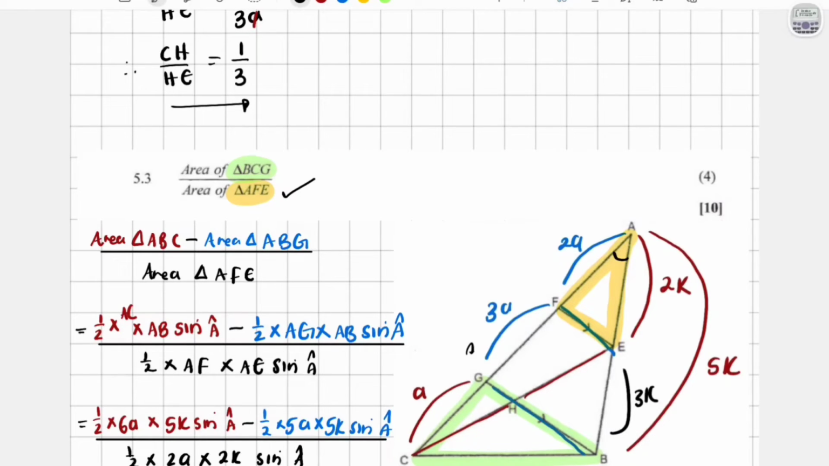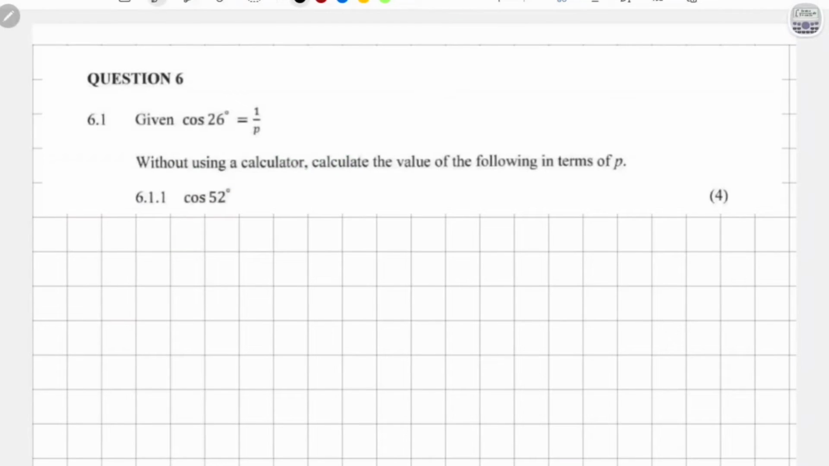Okay, so that is question 5, and we are done with Euclidean geometry for this paper, and we move on to question 6, which is on trigonometry. Okay, so question 6.1 says, given cos of 26 degrees is equal to 1 over p, without using a calculator, calculate the value of the following in terms of p. And the first question is cos of 52 degrees.